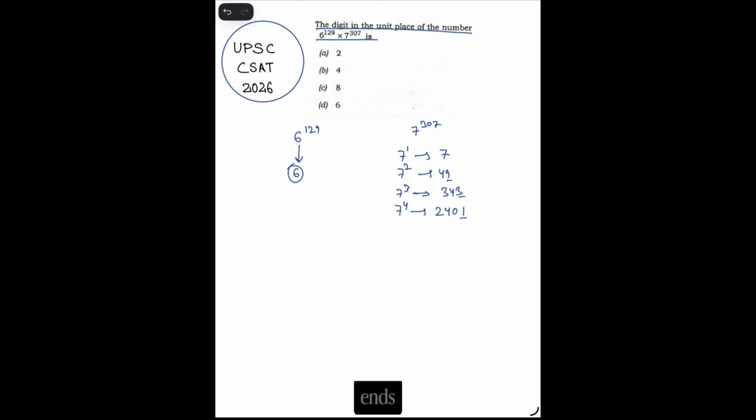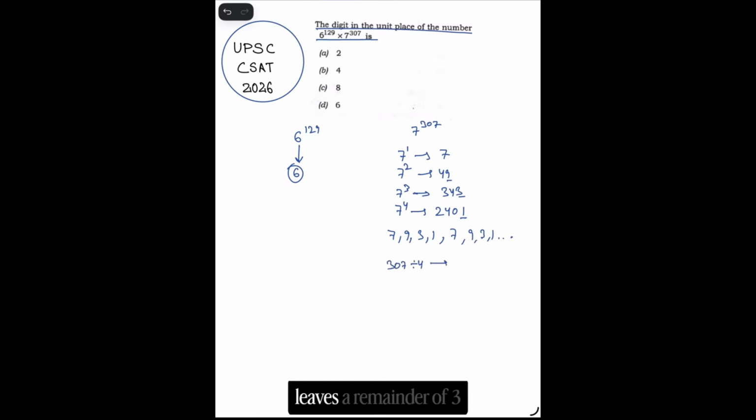We'll start by writing the unit digits of powers of 7. So 7 to the power 1 is 7. 7 to the power 2 is 49. The unit digit is 9. 7 to the power 3 is 343. The unit digit is 3. 7 to the power 4 is 2401. Unit digit is 1. Since 7 to the power 4 ends in 1, the cycle will repeat again and the unit digits will follow a pattern of 7, 9, 3, 1, 7, 9, 3, 1 and so on. Also, 307 when divided by 4 leaves a remainder of 3.